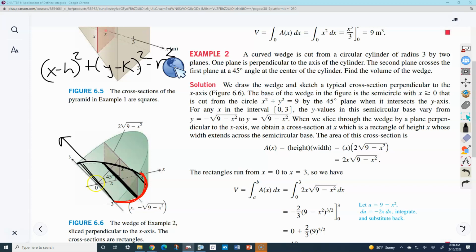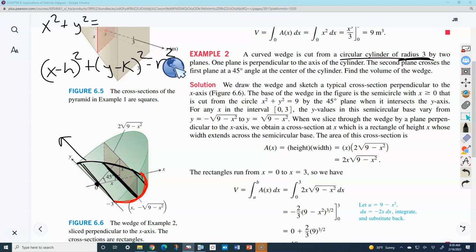Well, for our circle, what is the center? It's just 0, 0. So h and k are just 0 and 0. So this would just be x squared plus y squared equals, what is my radius? It actually tells me that in the problem. They're going to show a radius 3.